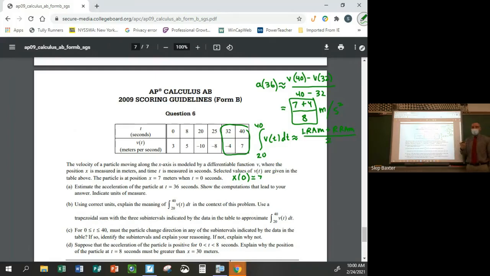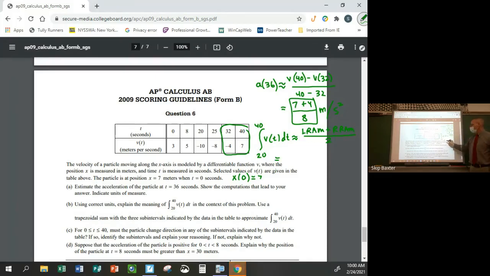Now, if you want to actually use the trapezoid formula, 1/2 height times b1 plus b2, great. That works perfectly. You get full credit for that. That messes me up for some reason. This is the way I was taught, so this is the way I do it. If you want to do it the other way, it's perfectly fine.